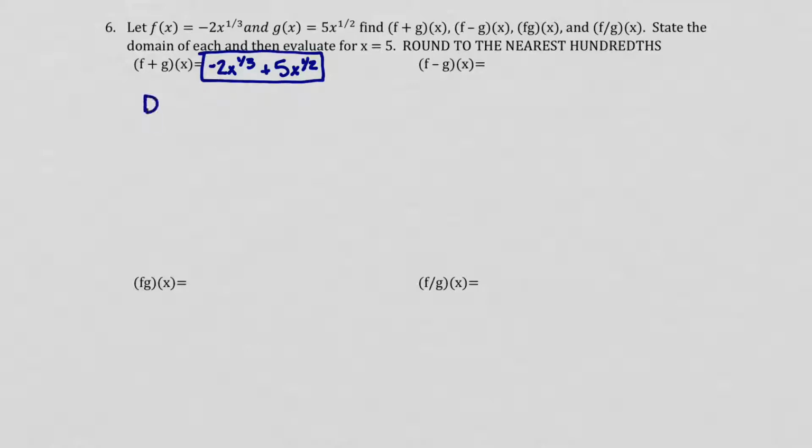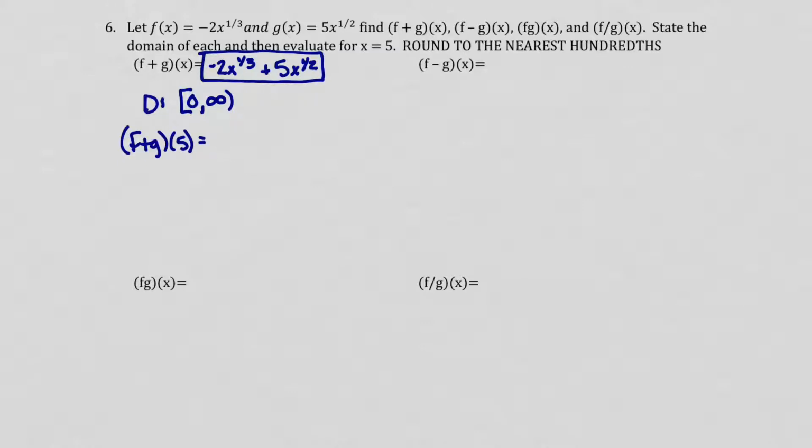Then it wants the domain. If you were to graph this in your calculator, if you're not sure what it's supposed to look like, that one x to the 1/2 should give it away. Kind of looks like an eyebrow. It's going to start at 0, but it can equal 0, and then it goes to infinity. All right, and then it wants f plus g when x is 5.